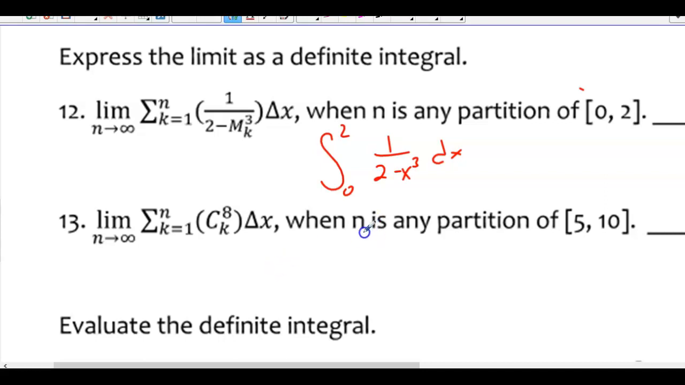When n is a partition. So this one, we rewrite this one. Integrate from 5 to 10 of, y'all see this is x to the 8th, so x to the 8th dx.